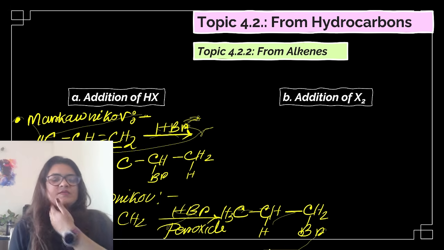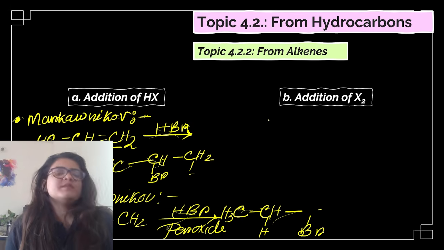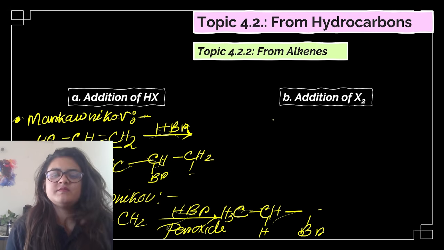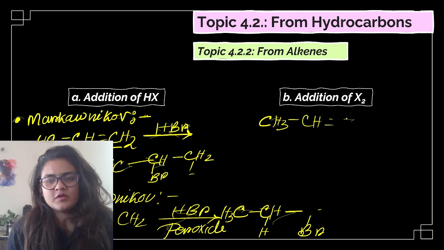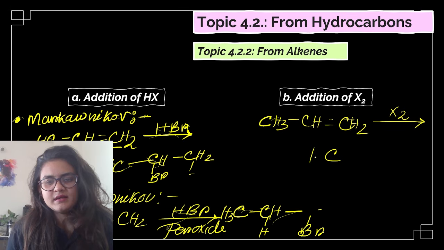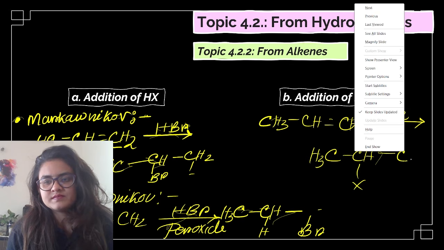Now let's proceed with the addition of X2. Whenever it comes to the addition of X2, you can simply add to CH3, CH double bond CH2, and here I am going to add simple X2. Now the double bond will be replaced, giving CH3, CH with one X, and you will get here one X.